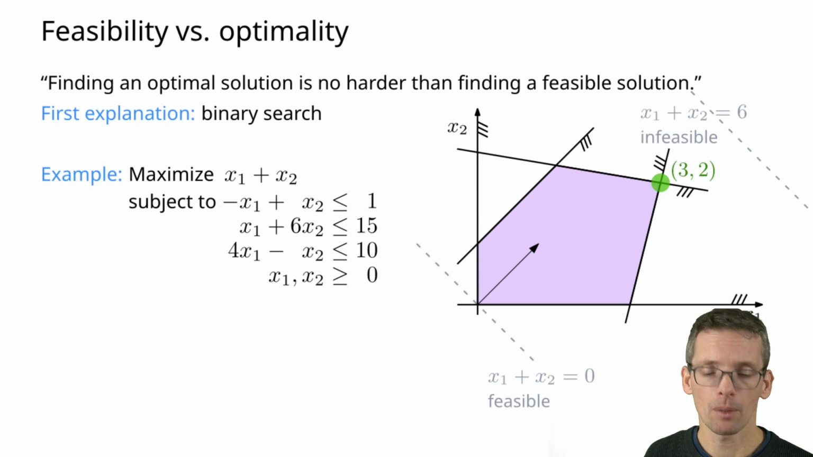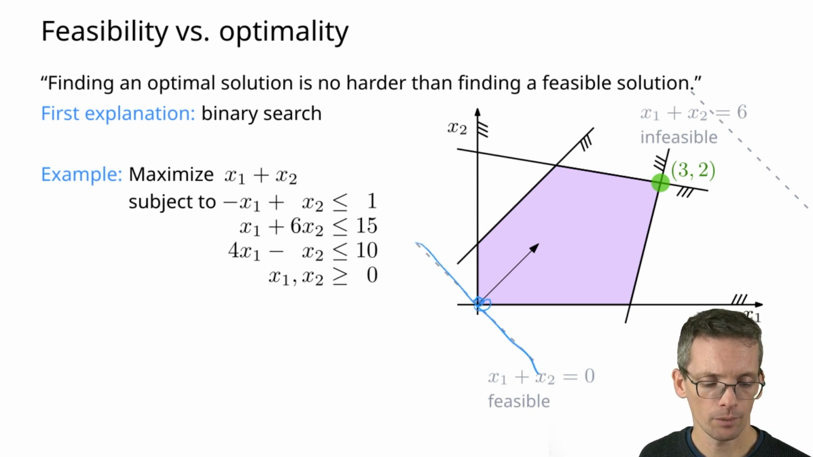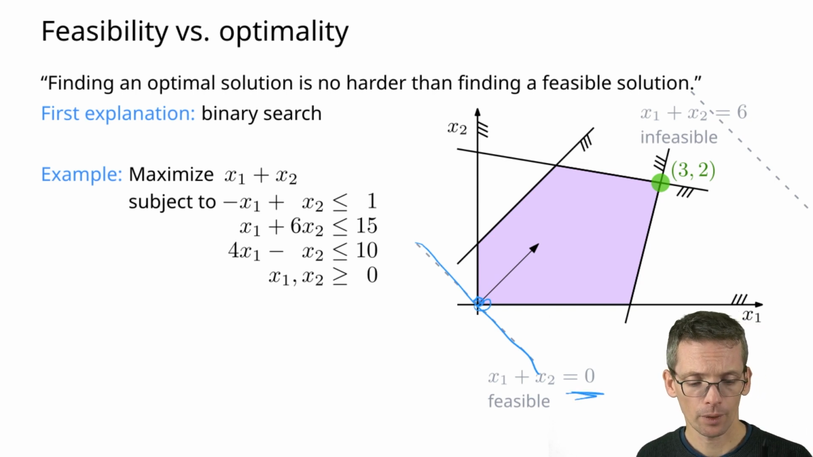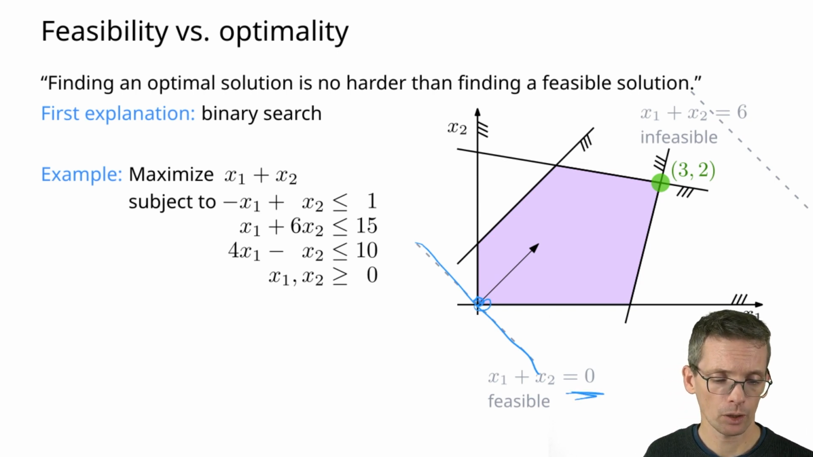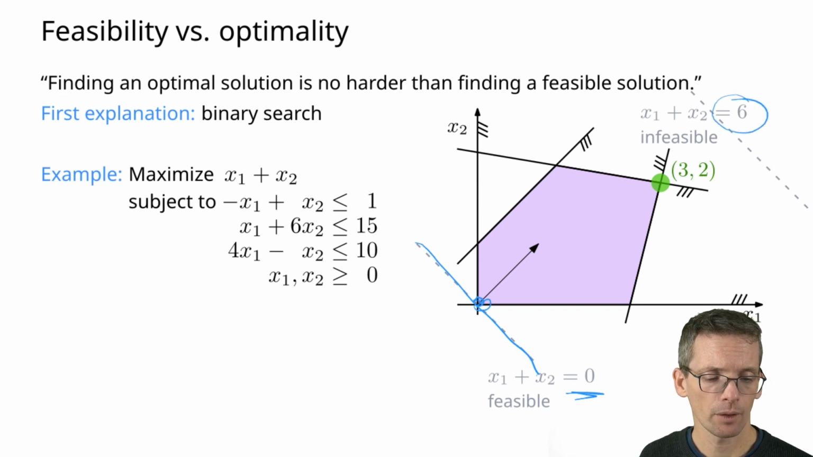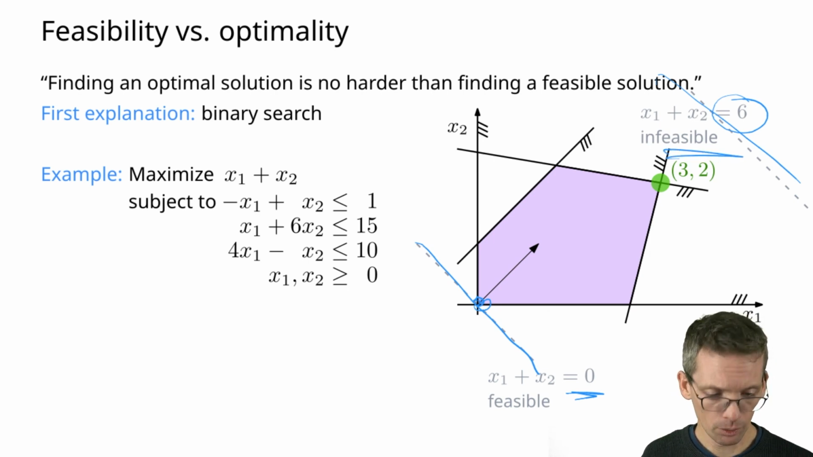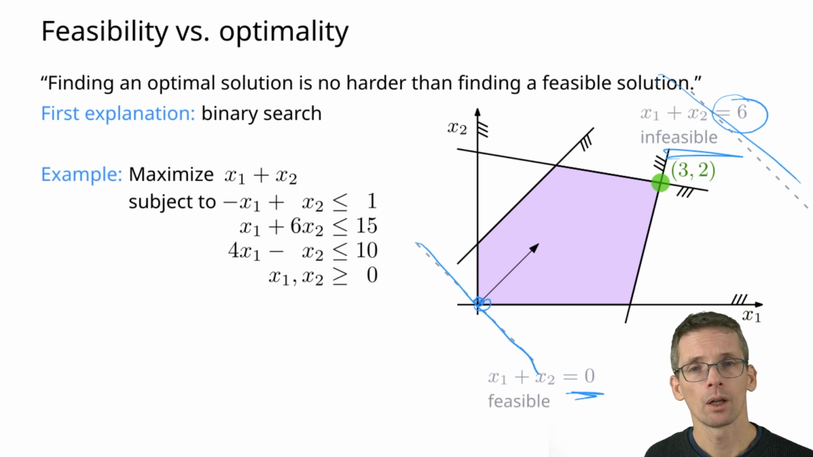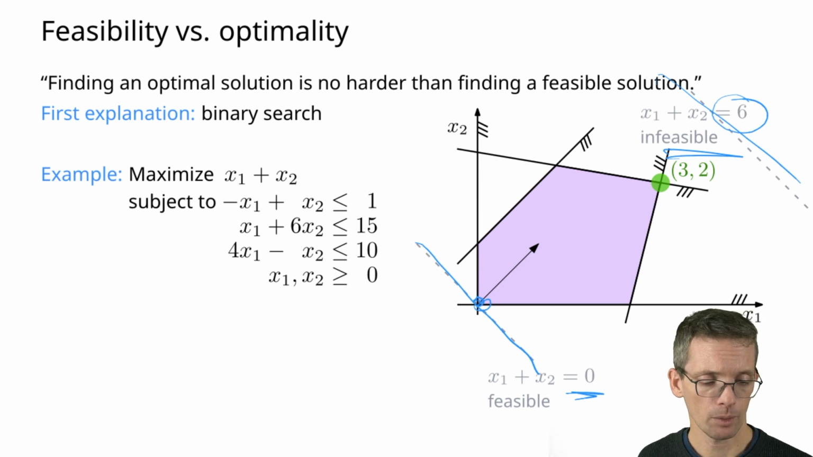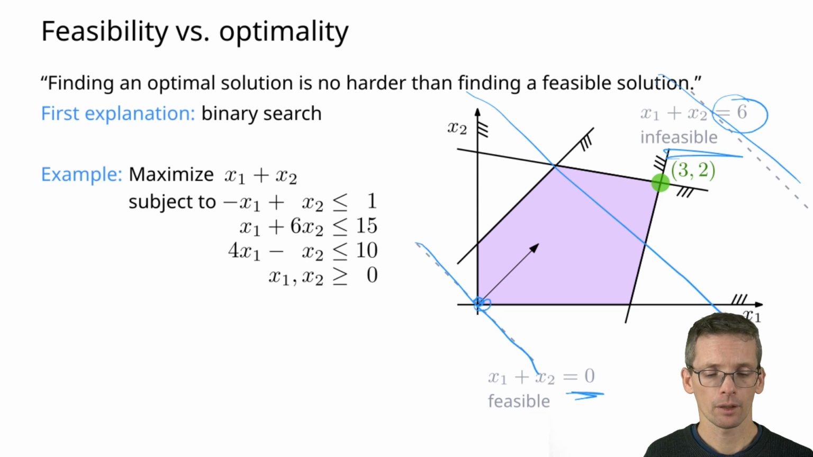So what I mean by this, let's assume I have a feasible solution here for a certain value of the objective function, and then for another value of the objective function I know that there's no feasible solution, so this is infeasible. Then I can use binary search to try to find something that is arbitrarily close to the optimal solution by simply going here. So this is the line with x1 plus x2 equals 3.